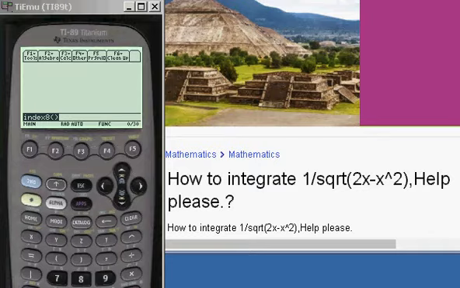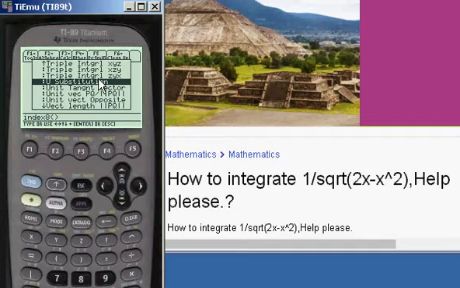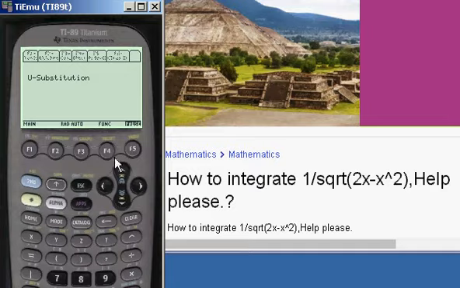I'm going to show you how to do this integration problem that a student asked for help with in Yahoo. And so I'll show you how my programs work on this. Index 8 to get to my menu. I'm already at U-substitution. And I'll show you why it's U-substitution in a little bit.